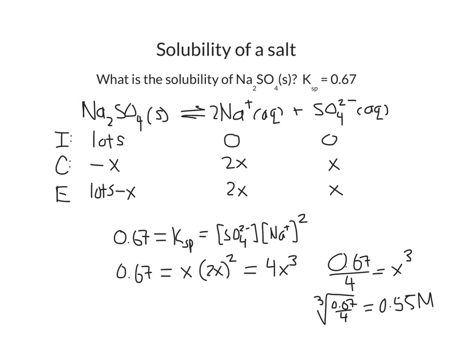So the solubility of sodium sulfate is 0.55 molar. So I will dissolve enough sodium sulfate in water until my concentration of sulfate is 0.55 molar.